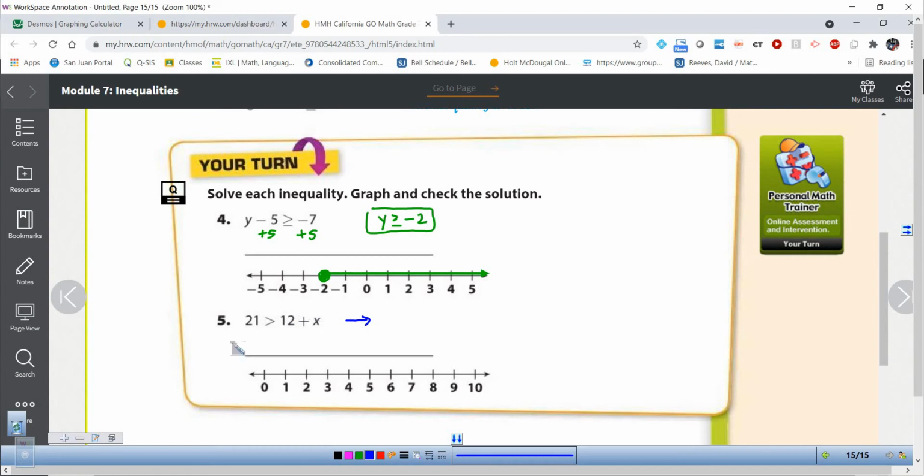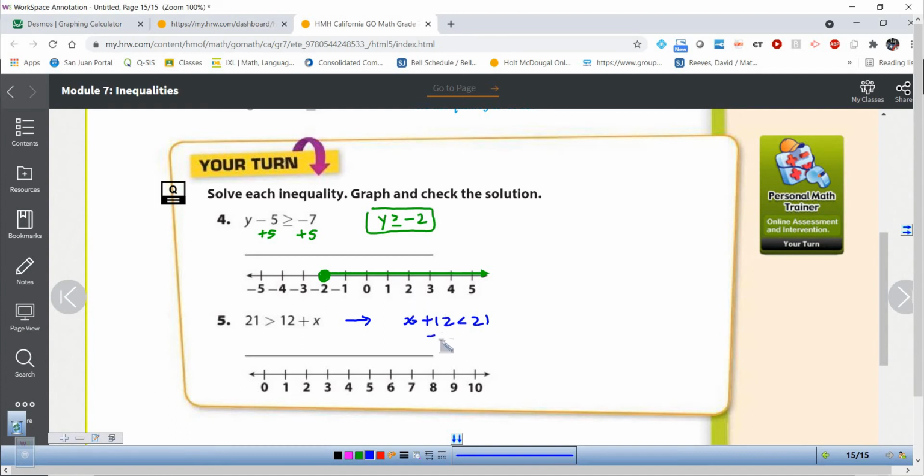Anytime the variable's on the right side, I'm going to flip the whole thing around, and I'm going to make it x plus 12 is less than 21. Do you see how I just flipped the whole thing? I rotated the whole thing around. So instead of 21 is greater than 12 plus x, now I have x plus 12 is less than 21. If you have the variable on the left-hand side, your life's going to be a lot easier.